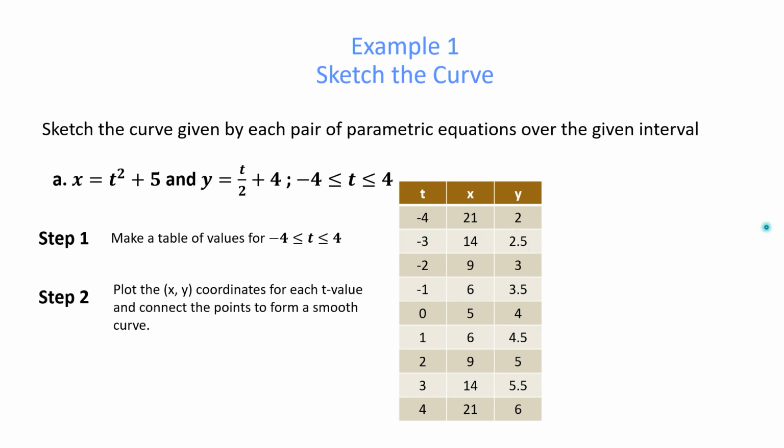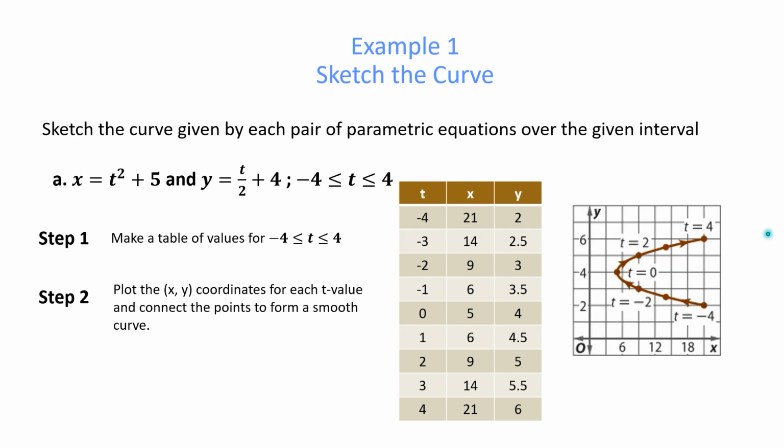Step 2. Plot the xy coordinates of each t value and connect the points to form a smooth curve. This is the curve. Also, give arrows on the curve to show the orientation of the curve from t minus 4 to t plus 4. So from t minus 4, the arrows point towards t equal to plus 4. So this is the orientation, or the direction in which the curve is moving.